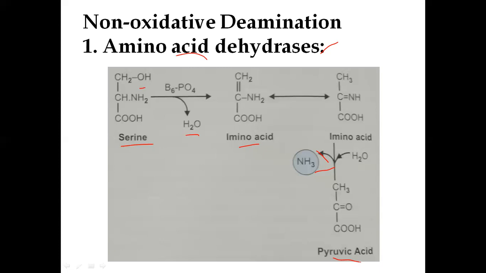Serine first loses a molecule of water, that is dehydration, in the presence of coenzyme pyridoxal phosphate, and it results in the following, which will undergo deamination directly by combining with a molecule of water. The carbon skeleton of the serine, or hydroxyl group containing amino acid, will form pyruvic acid. So this is one of the non-oxidative deaminations.